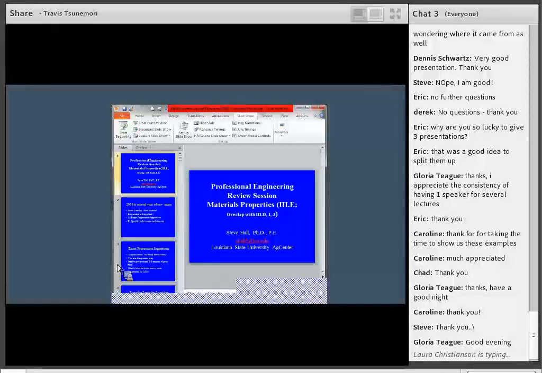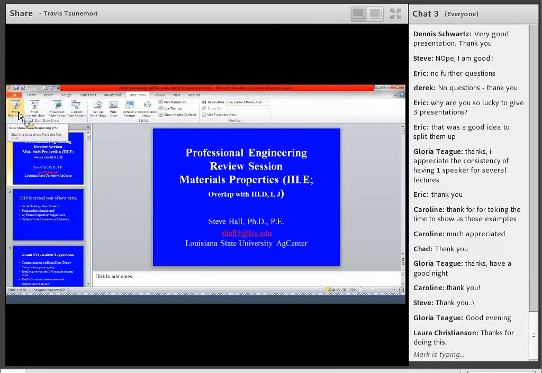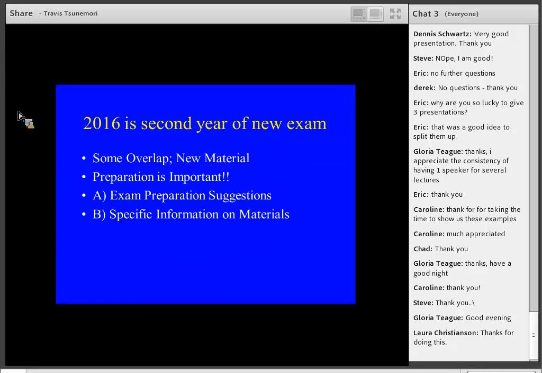We are focusing on materials tonight, so we'll go ahead and just launch into this. I am Steve Hall, professor at Louisiana State University. We are connecting in with a number of the components, most of them under Section 3, a couple of them under Section 1. And we'll review some of those.